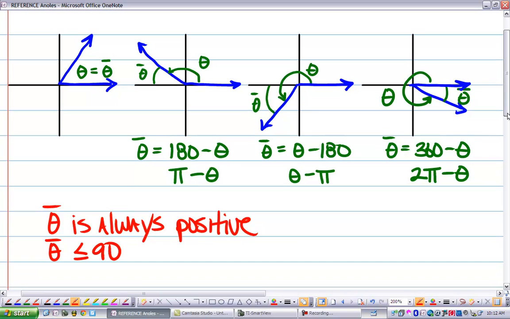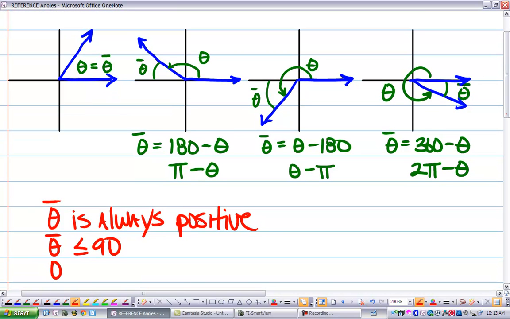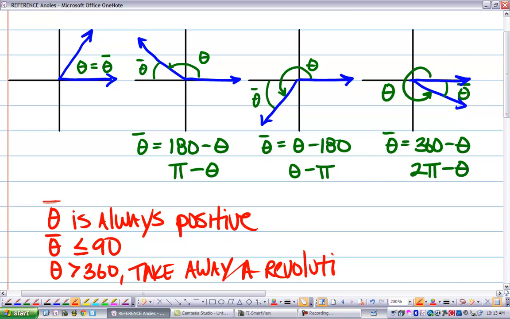And the last rule, which is not one of the official rules, is that if theta is bigger than 1 revolution, take away a revolution from your original angle and then find the reference angle. You have to have an angle less than 360. Take away a revolution. And I'll show you an example here shortly. So those are just a couple of little small tidbits regarding that.